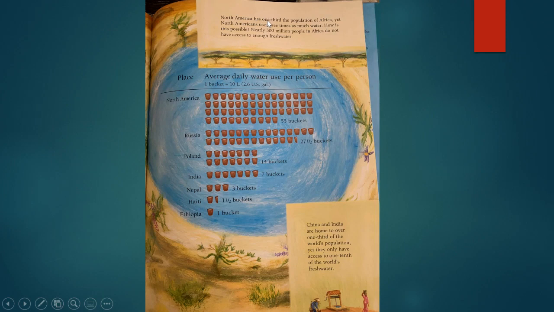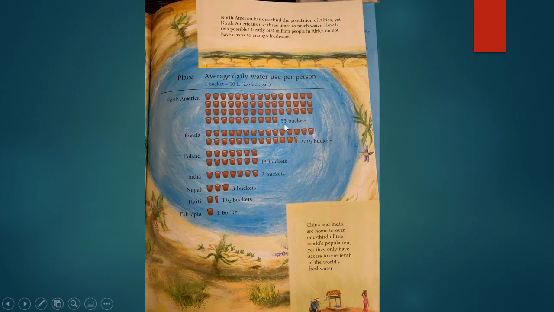North America has 1/3 the population of Africa. Yet North Americans use 3 times as much water. How is this possible? Nearly 300 million people in Africa do not have access to enough fresh water. So we have less population than Africa, and yet we use 3 times as much water as they do. Crazy, right? And we can see the comparisons here in this chart.